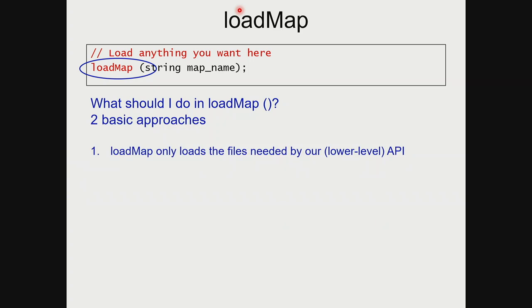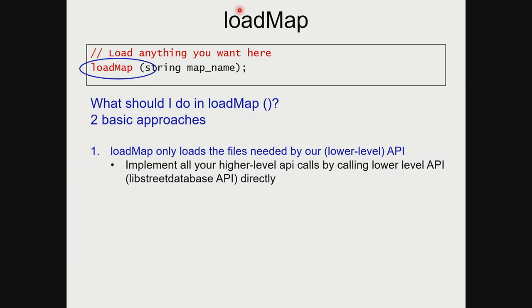For example, in the Street Database API, it's called load Street Database, and you will pass to it the path to the file that you want to load. And then basically you will implement all your higher level API functions, which are listed in the M1 handout, by calling the lower API levels over and over in each single function. The good thing about this is that it's called stateless. What do you mean by stateless? Stateless means that we don't store anything. We return the answer directly to the questions we asked immediately once we call the function. We don't store anything beforehand.